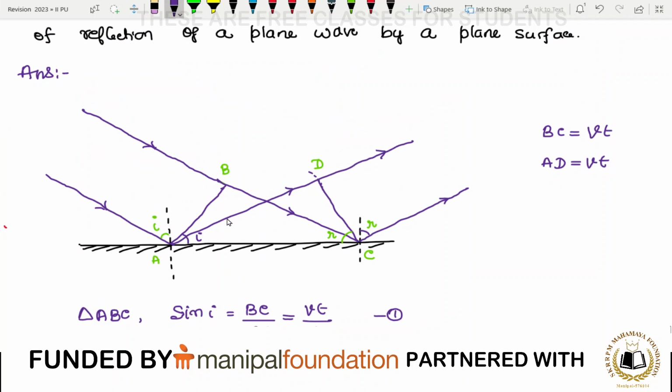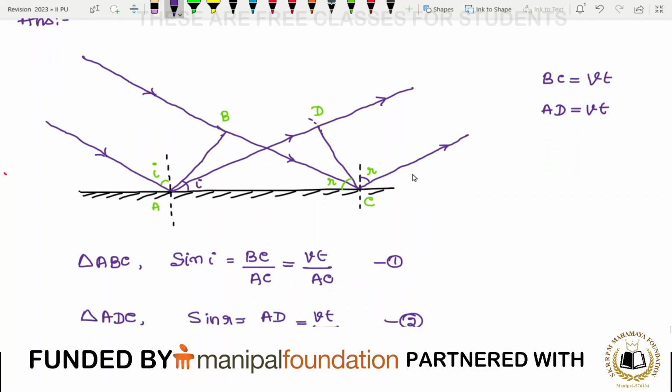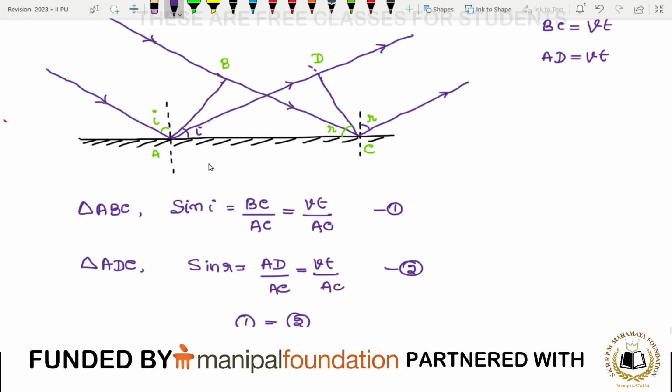So AB is the incident wavefront and CD is the reflected wavefront. I is the angle of incidence and R is the angle of reflection. So sin I is the opposite side BC by AC. AC is the hypotenuse. So BC value, how much here? V into T. AC value as it is. Sin R is the opposite side AD divided by the hypotenuse AC. AD is equal to V into T.